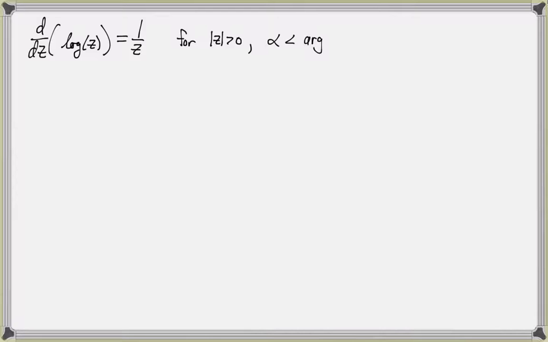So to summarize, we have just shown that the derivative with respect to z of a branch of log of z equals 1 over z, and this applies for the absolute value of z greater than 0 and the argument of z between the real number alpha and alpha plus 2 pi. When we restrict the log function to this domain, it's called a branch of the log function.